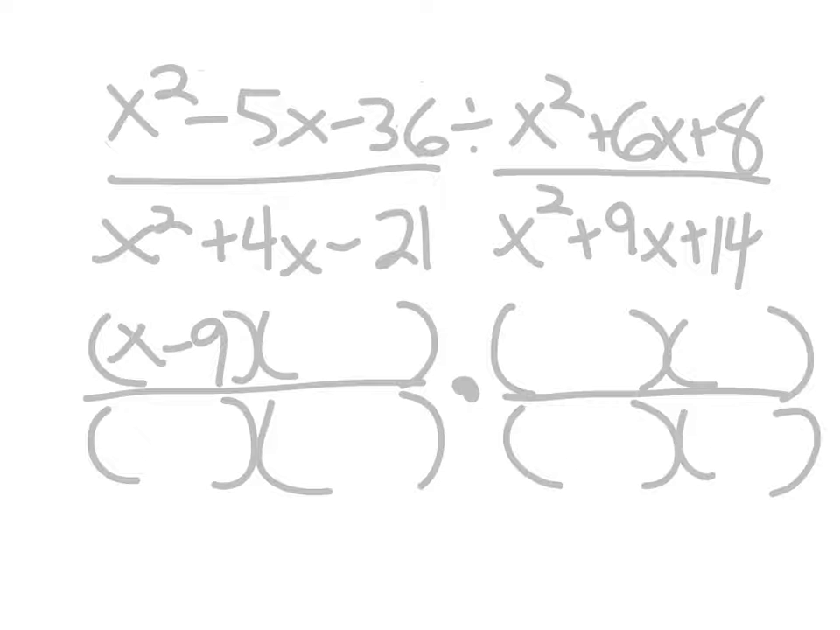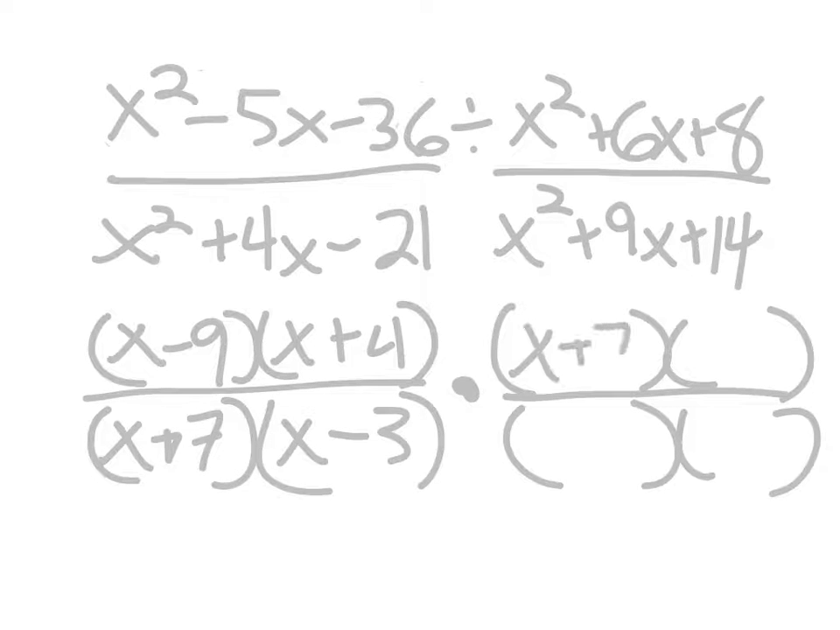The top here was x minus 9, x plus 4. The bottom was x plus 7, x minus 3. Over here, they have the x plus 7, x plus 2, and the x plus 4, and x plus 2.